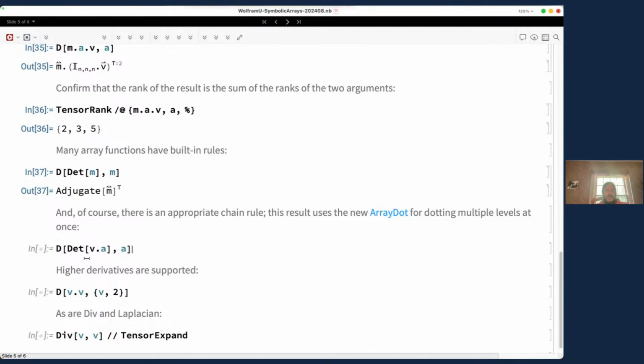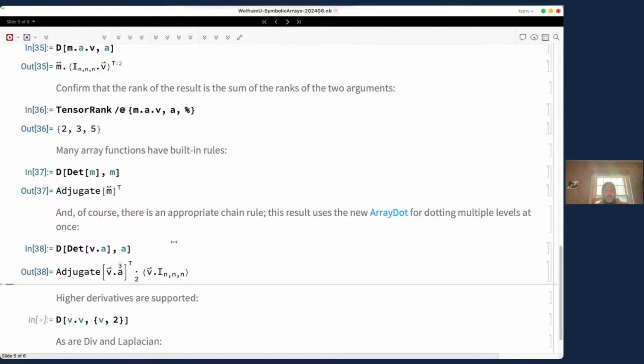So here I've created a matrix by dotting V into A, and I get the same sort of derivative as I got before, dotted a particular chain rule type thing. And this array dot means rather than just contracting, dotting the last slot of the first vector into the first slot of the second vector, we're going to dot the last 2 levels into the first 2 levels. And I could have 3 where I do 3 slots dotted into the next 3 slots, etc.